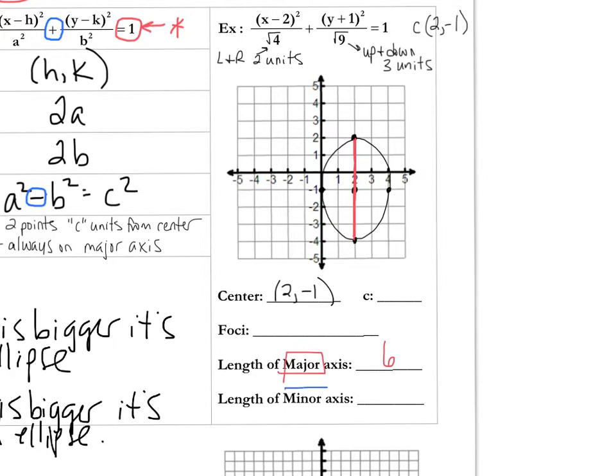Minor axis, that's the smaller axis. I'm going to do that in blue. This part right here. How long is that segment? Well, it's 4. Remember, we went left 2 and right 2, so 2 times 2 is 4. That's where the 2b came from. So now the only thing we have left to do is use that weird Pythagorean Theorem type of problem. a squared minus b squared equals c squared.